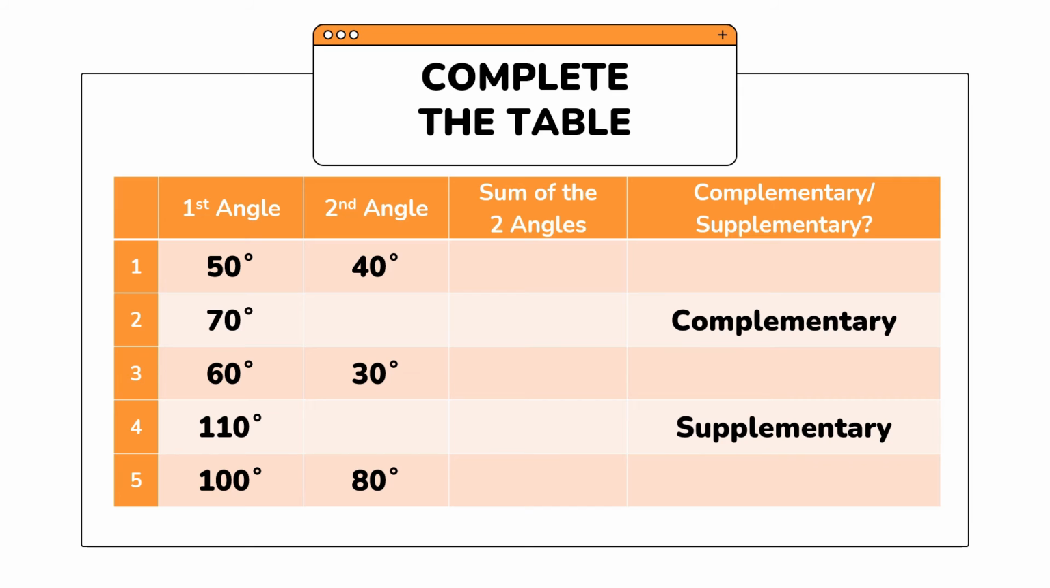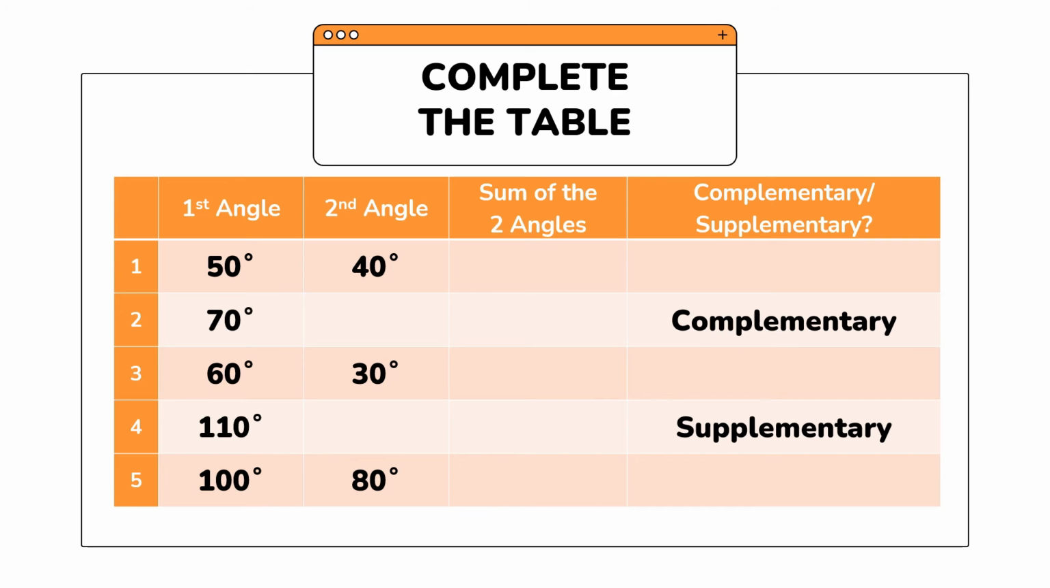Next, for number 4, the given is the measure of the first angle, which is 110 degrees, and it is identified that it should be supplementary. In supplementary, the measure of the two angles should equal 180 degrees. Now, to get the measure of the second angle, or its supplement, we subtract from 180 degrees. So 180 minus the first angle, 110 degrees. What should be the measure of the second angle?